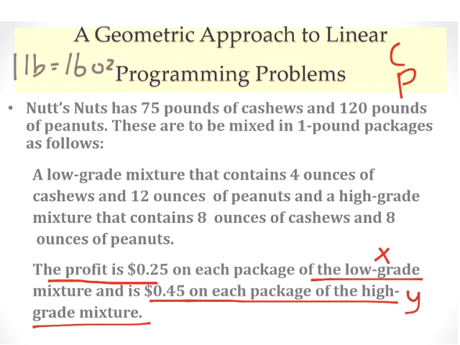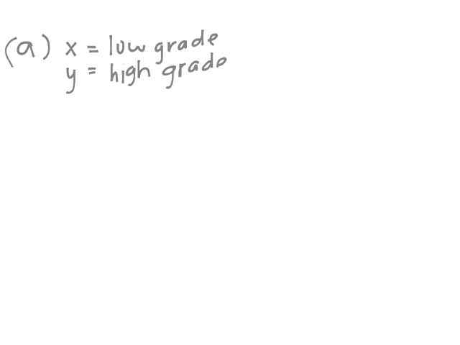16 ounces. So meaning that 75 pounds of cashews, 75 multiplied by 16, we have 1200 ounces of cashews, and 120 pounds of peanuts, 120 multiplied by 16, so we have 1920 ounces of peanuts. Then we can make our inequalities. Alright, okay, now we go with our inequalities.